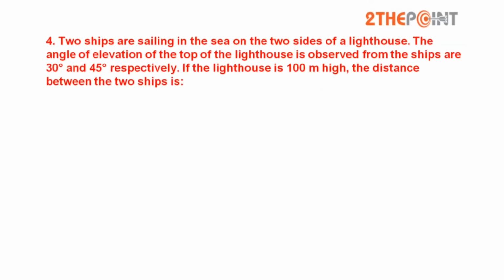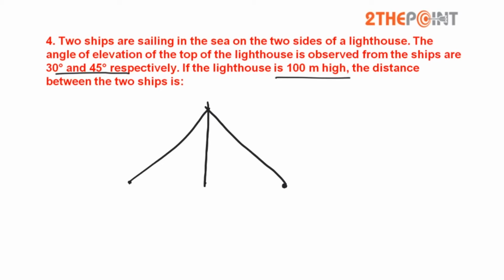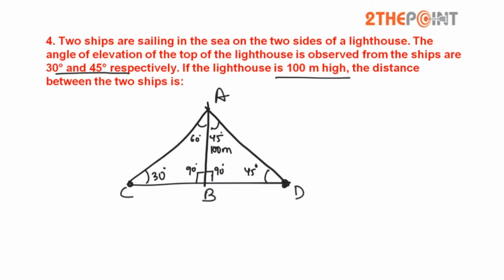Two ships are sailing in the sea on the two sides of a lighthouse. The angle of elevation of the top of the lighthouse is observed from the ships as 30 degree and 45 degree respectively. If the lighthouse is 100-meter high, find the distance between the two ships. So they have said that we have a lighthouse and the two ships are sailing on the two sides of the lighthouse. The angle of elevation of the top of the lighthouse is observed from the ships as 30 degree and 45 degree respectively. If the lighthouse is 100-meter high, find the distance between the ships.